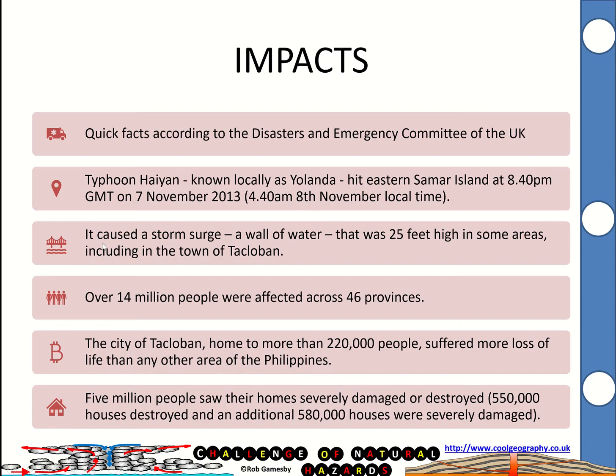So the impacts, it caused a storm surge, which is a wall of water that was 25 feet high in some areas, particularly the town of Tacloban, and that caused a lot of deaths, a lot of people drowned. Over 14 million people were affected across 46 provinces, and the city of Tacloban, which is home to more than 220,000 people, suffered more loss of life than any other area in the Philippines. 5 million people saw their homes severely damaged or destroyed. An additional 480,000 houses were severely damaged.